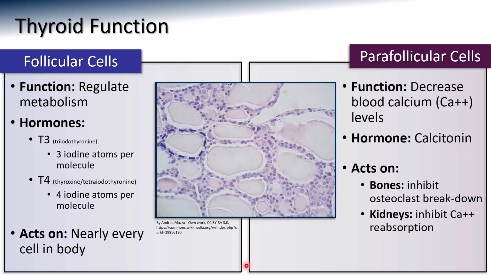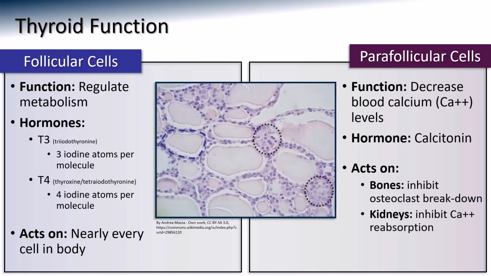And these are going to act on pretty much every cell in the body. They regulate metabolism, meaning that when there is more of these hormones, it turns up the heat in your body. It makes your cells burn energy faster. The other hormone secreted here is calcitonin, and that is secreted by the parafollicular cells.